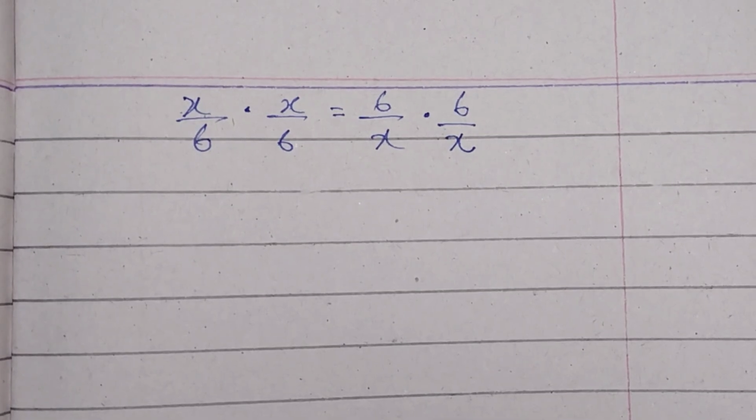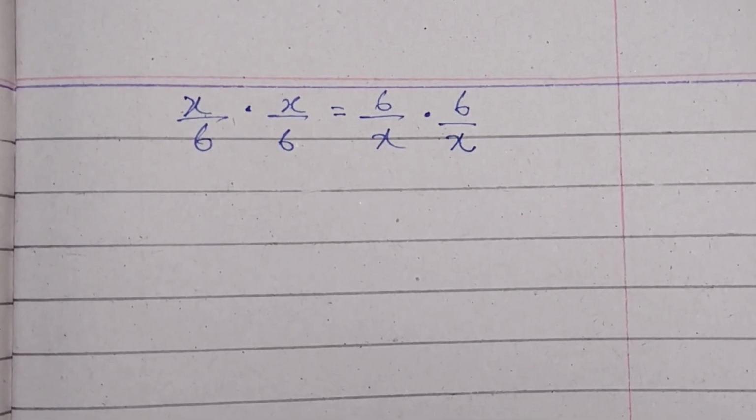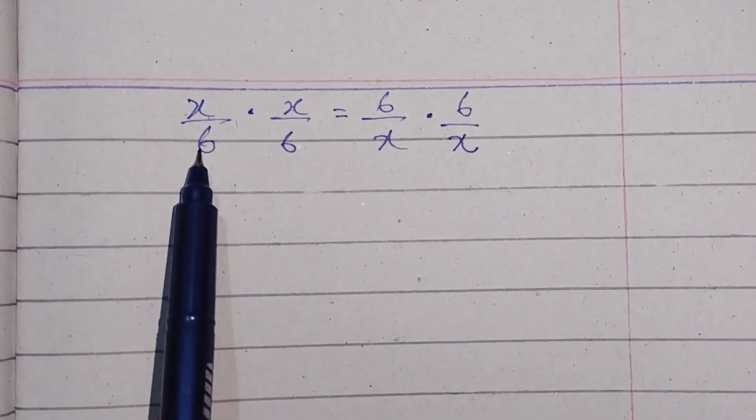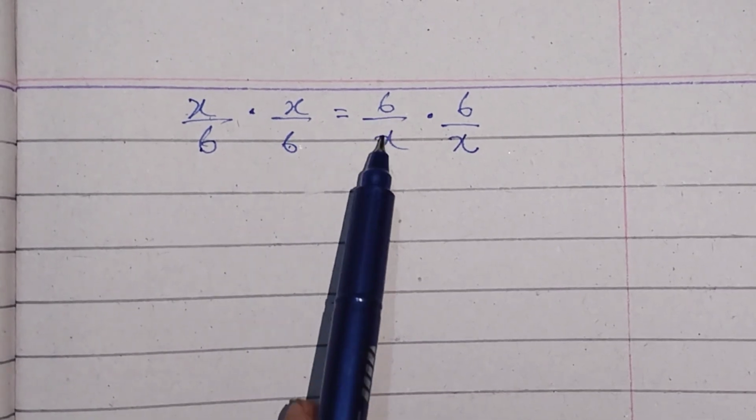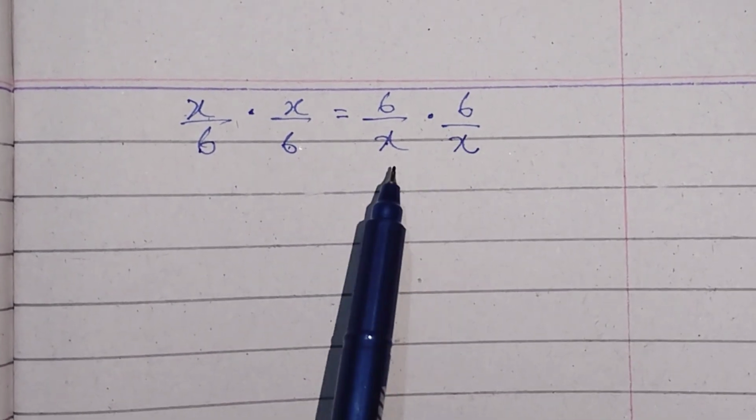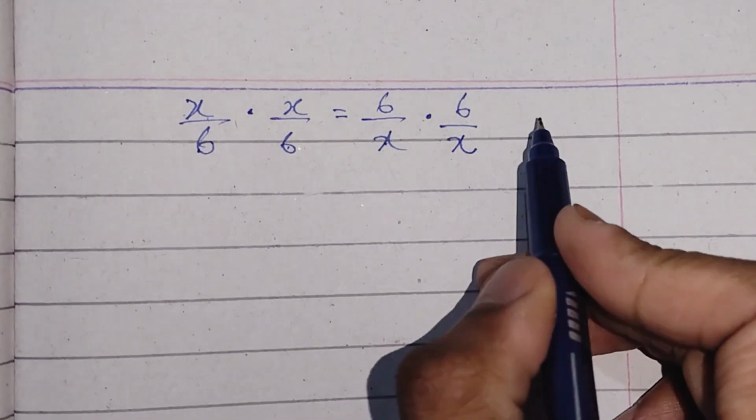Today we will solve an interesting and very important math Olympiad problem. x over 6 times x over 6 equals 6 over x times 6 over x. We have to find the value of x.